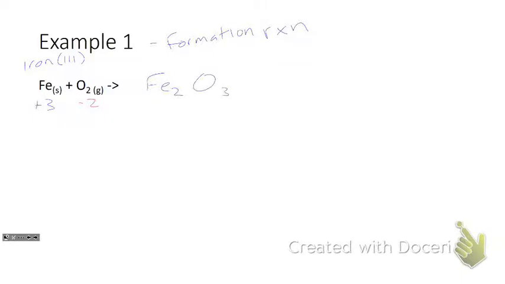Okay, so now we have +6 and -6. So we are happy, right? Net charge is 0. Cool. So this is predicting a formation reaction, okay? So again, just make sure if it is ionic, we have a net charge of 0. That's a big one, okay?